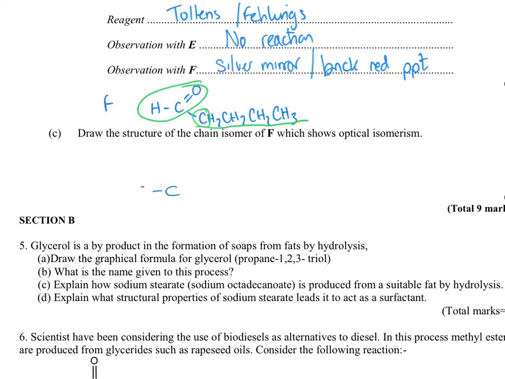So we've still got our C double bond O H. We'll leave one of the hydrogens on there, and then we'll break off a CH3 from the end of the chain and put it on there. So that would just leave CH2, CH3. And you can see we've now got a carbon that has got 4 different groups around it.